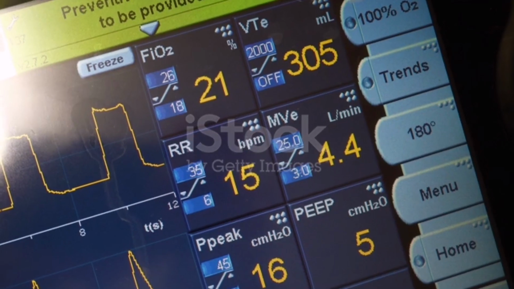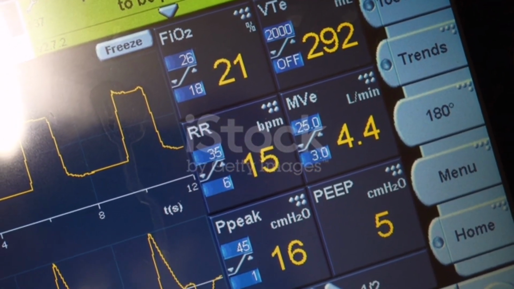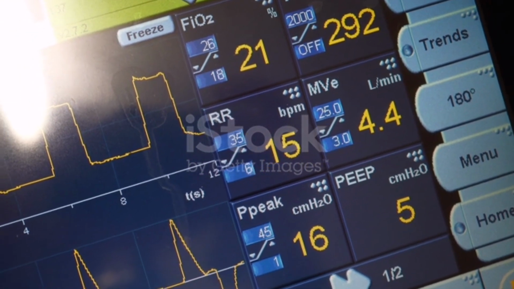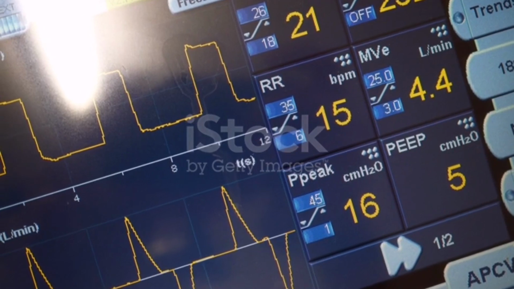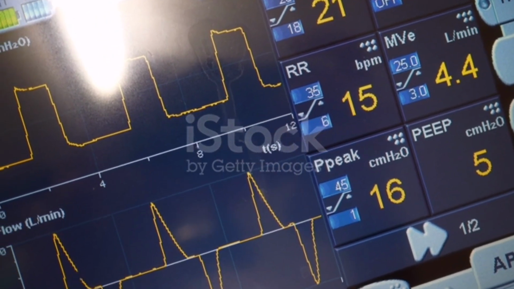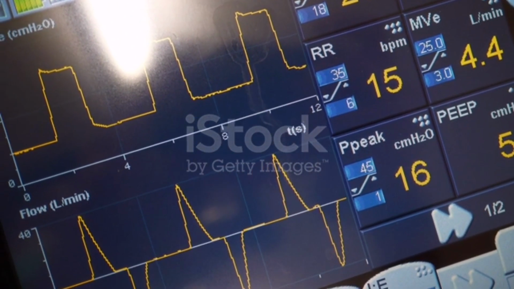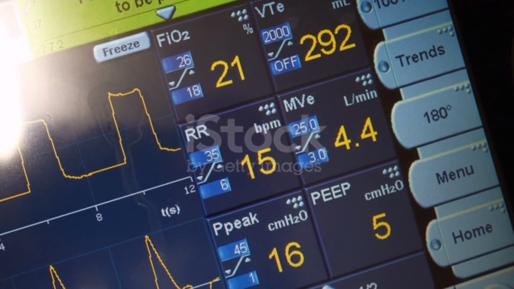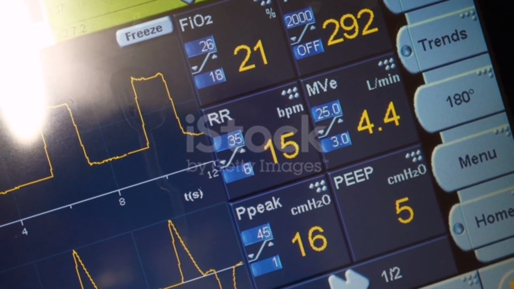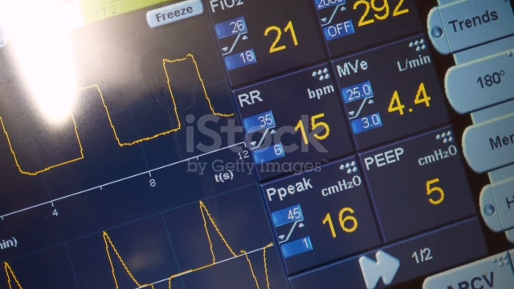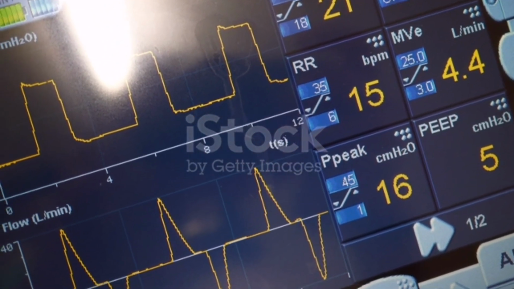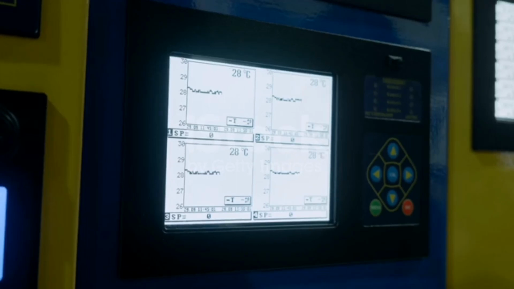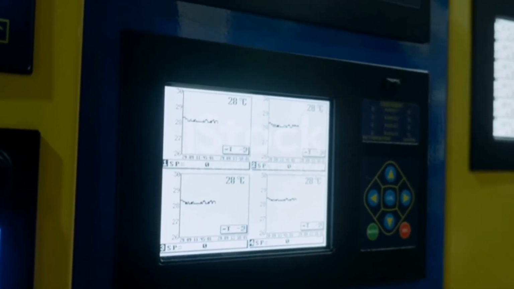Respiratory targets are partial pressure of oxygen 75 millimeters of mercury, partial pressure of carbon dioxide 35 to 45 millimeters of mercury, positive end expiratory pressure, PEEP, 5 to 8 millimeters of mercury. Mode: VCV, PCV. Tidal volume 6 to 8 milliliters per kilogram. Mixed venous oxygenation and arterial blood gas. Tracheal or endotracheal tube clearance.